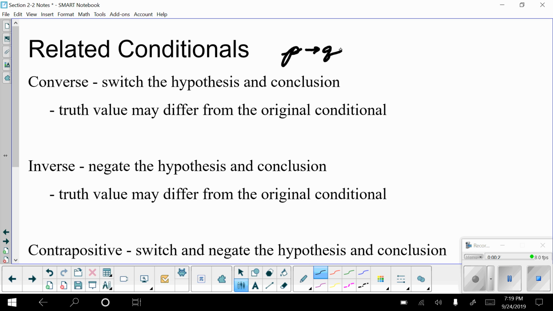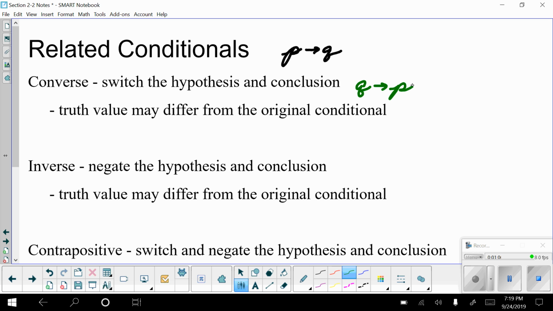So, the converse. By the way, all of these end up being new conditional statements. All that's happening is I'm doing something to the original hypothesis and conclusion. For a converse, all I'm doing is switching the hypothesis and conclusion. So if I started with if P, then Q, my converse would be if Q, then P.